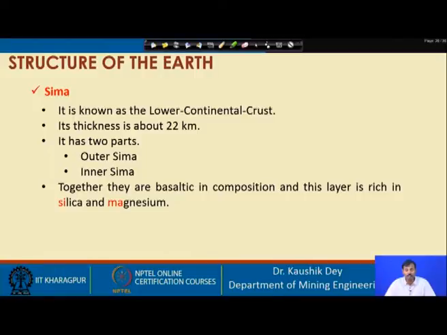That means the density is a little bit higher compared with the sial part, and this layer is rich in silica and magnesium. Like the sial part it is silica and aluminum, but in this sima part it is silica and magnesium.